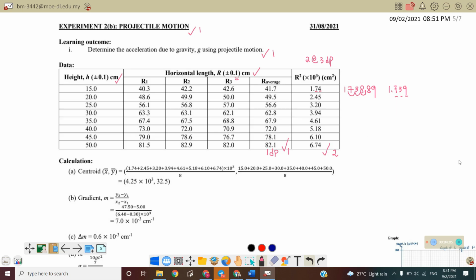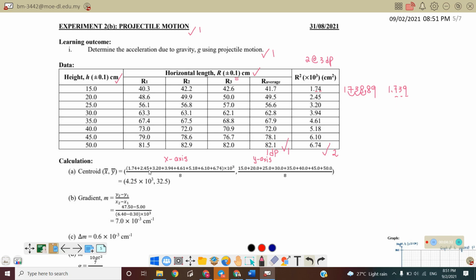Next, after completing the table, we go to the calculation part. We can find the centroid first before we plot the graph. Again, because we plot h versus r squared, r squared is our x-axis, and h is our y-axis.